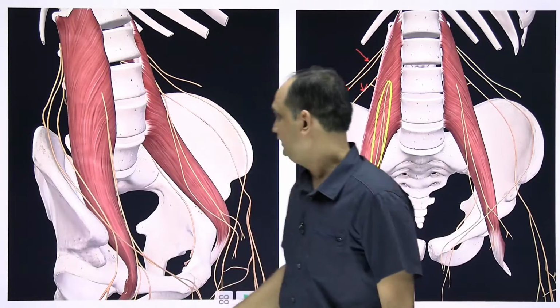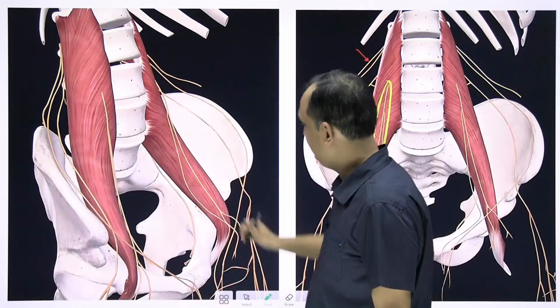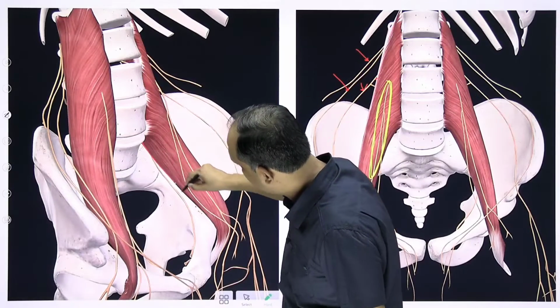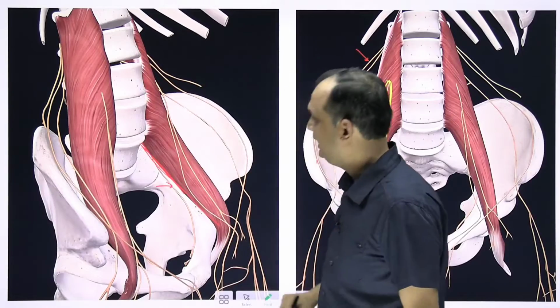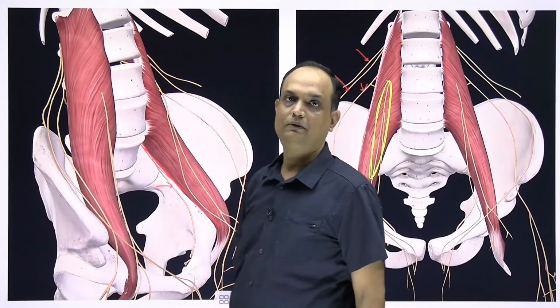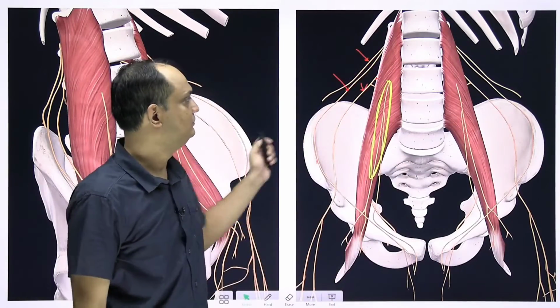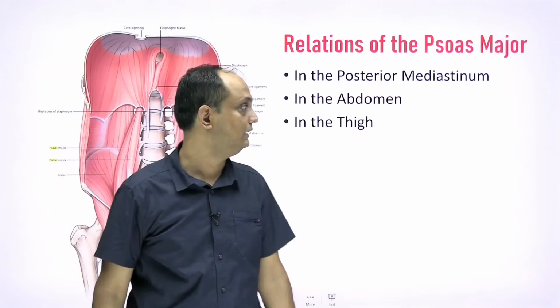So obturator nerve is more visible here, where you can see that this is the medial border of the psoas, and on the medial border you will find this nerve, and this nerve is obturator nerve. Clear? So these are some important questions which you have to understand.